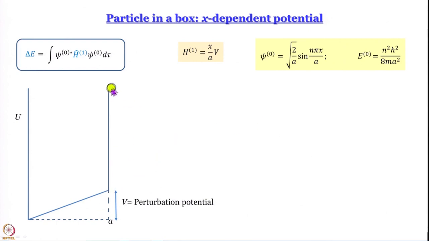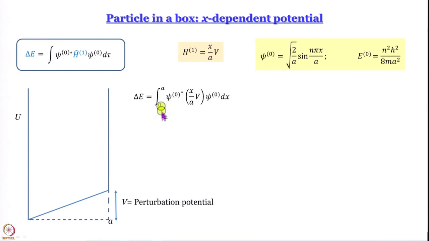So, we take this expression for the first order correction to Hamiltonian and we plug it into the expression for delta E. Of course, we have to use the expression for psi 0 as well. So, delta E turns out to be the integral from 0 to a of psi 0 star, which is the same as psi 0 because psi 0 is a real wave function, multiplied by x into V divided by a multiplied by psi 0, integrated over all values of x from 0 to a. Simple as that. Now, here this V is a constant, is not it? a is also a constant. So, V and a can come outside the integral.